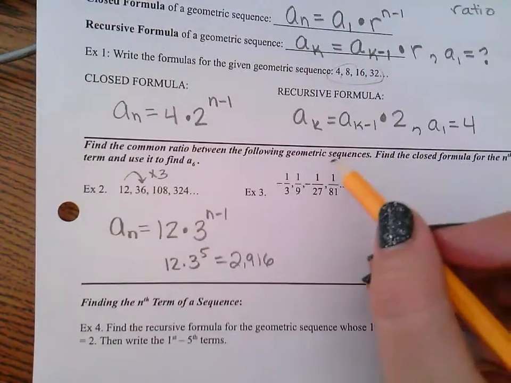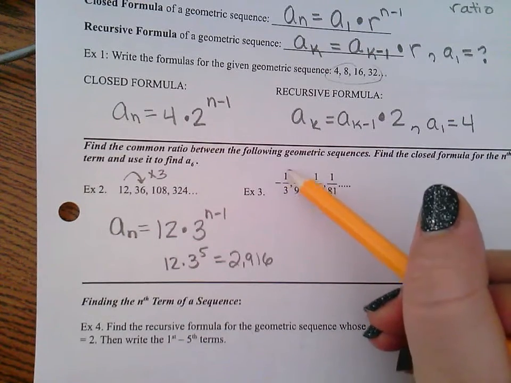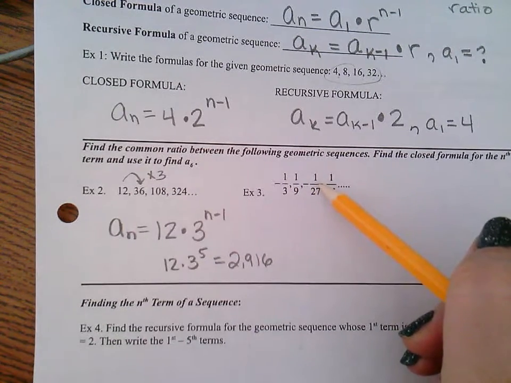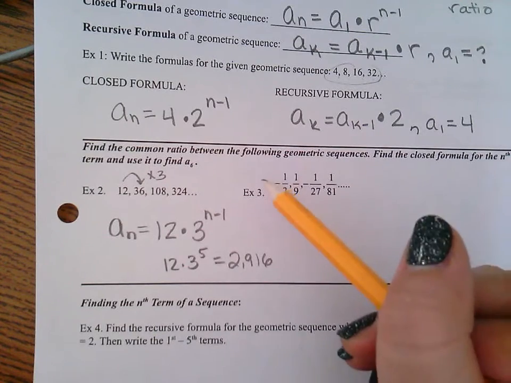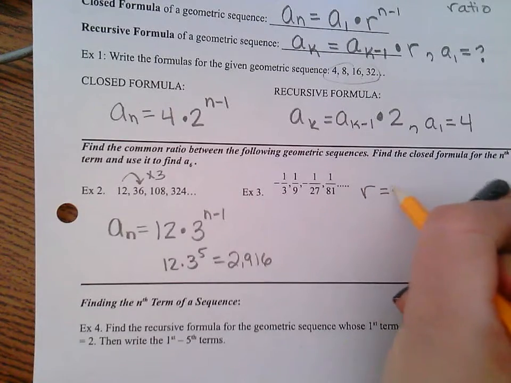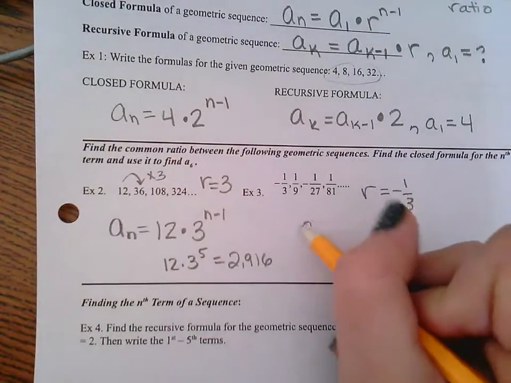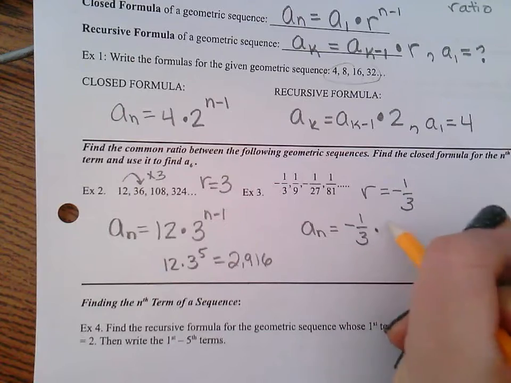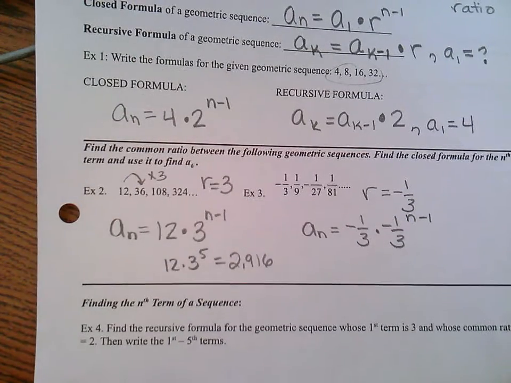So let's do the same thing here. What am I multiplying by to get from negative 1/3 to positive 1/9 and then to negative 1 over 27? Looks like the denominator is getting multiplied by 3. And to go from negative to positive, I must be multiplying by negative 1/3. Over here, the r value was 3. So a sub n equals, I'm starting at negative 1/3. I'm multiplying by negative 1/3 to the n minus 1 time.